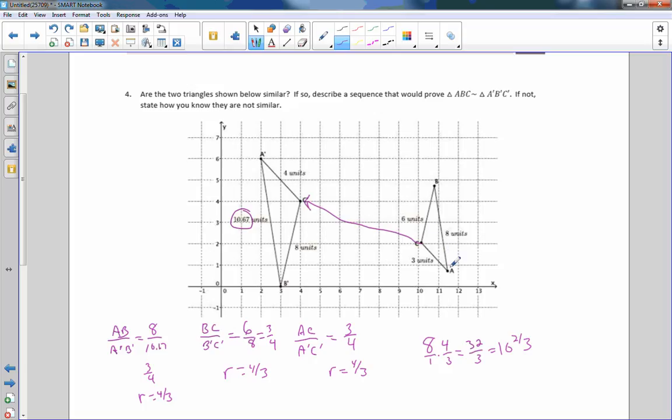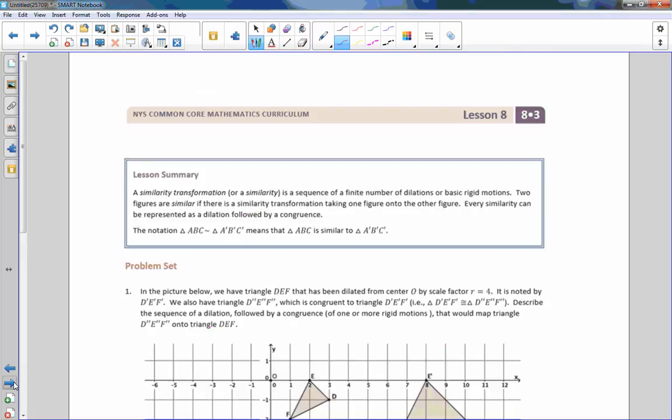Then I would rotate until CA was on C prime A prime. And when two lines are on top of each other, they would coincide. AC would coincide with A prime, C prime, and then I would dilate it. So those would be the 3 transformations.